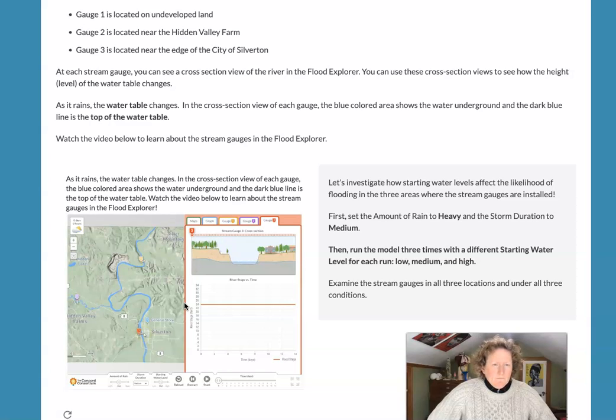The stream gauge shows exactly what is happening in the river at all times. In each stream gauge tab on the right, you can also see a river stage versus time graph for the stream gauge. This gauge shows the level of the water table. I'll start a rainstorm so you can see the level of the water table rise in the cross-section.